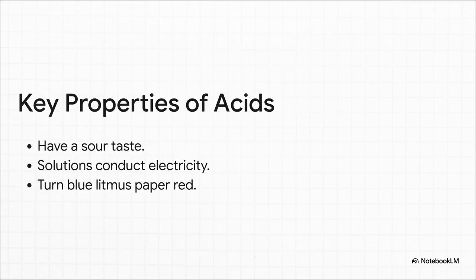And what's so cool is that all of these properties link directly back to those little H+ ions. That sour taste from a lemon? Yep, that's citric acid doing its thing. The reason acidic solutions can conduct electricity, it's because those H+ ions are free-moving and can carry an electric charge. And of course, the classic lab test, turning blue litmus paper red. That's your number one signal that you are dealing with an acid.